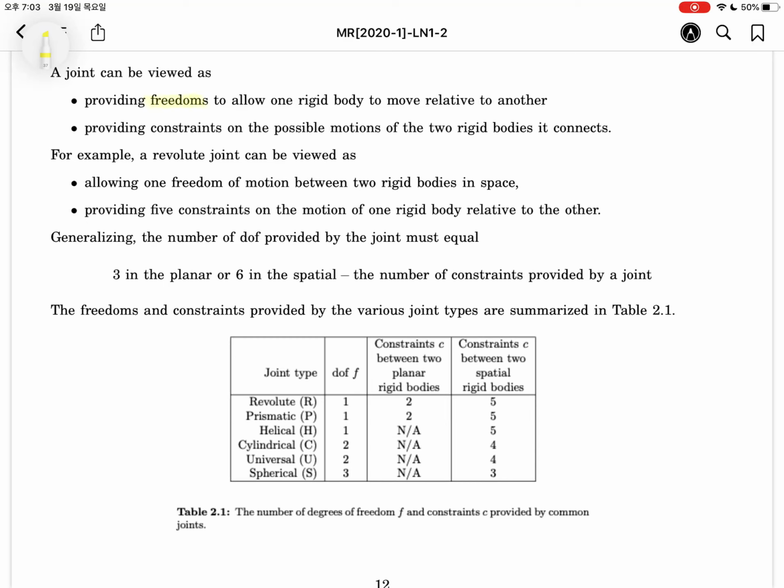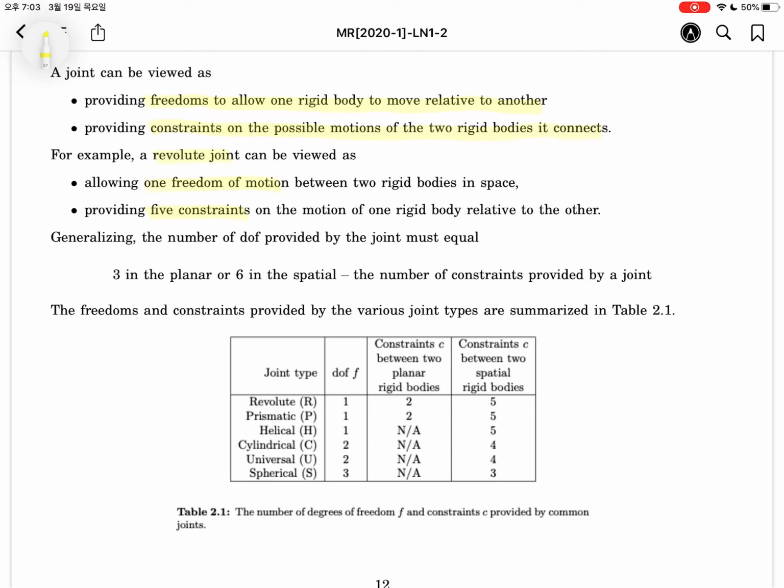A joint provides the freedom to allow one rigid body to move relative to another. On the other hand, a joint provides constraints on the path of motion of the 2 rigid bodies it connects. Let's consider the revolute joint. It allows 1 freedom of motion between the rigid bodies in space. On the other hand, it provides 5 constraints on the motion of one rigid body relative to the other.